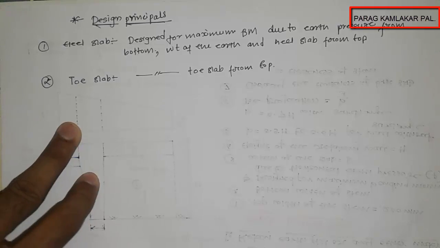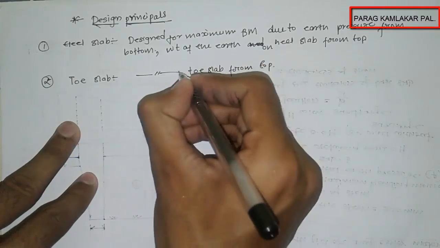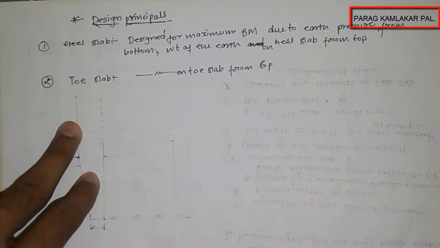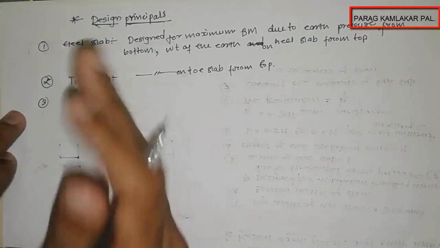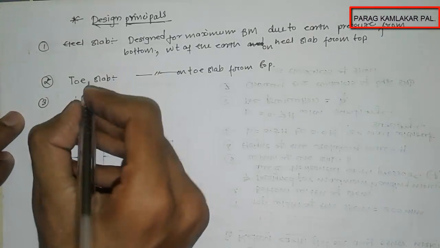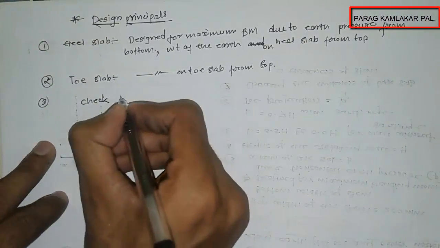So the weight of the earth, sorry, it is not and, it is on the toe slab. Now what are the checks? We need to check for horizontal sliding also, like what is the horizontal sliding we have. So check for horizontal sliding.